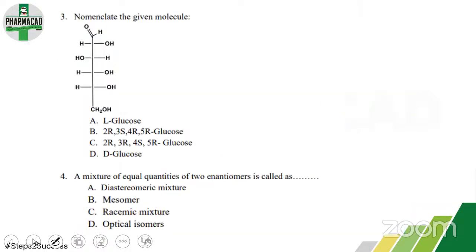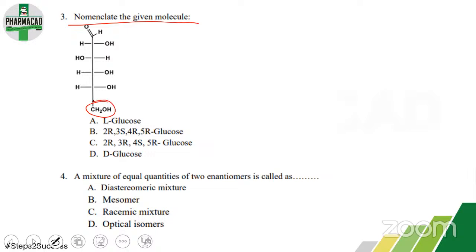Next question, nomenclate the given molecule. Now this molecule is having total 6 carbon with aldehyde and with alcohol. So I hope you know the structure of glucose. This is nothing but the glucose. Now we have to identify whether the carbon is having R or S configuration. Before that, we have to check the numbering pattern.